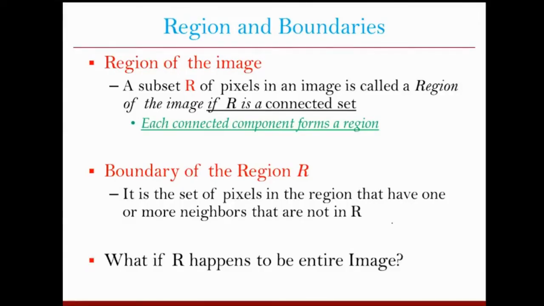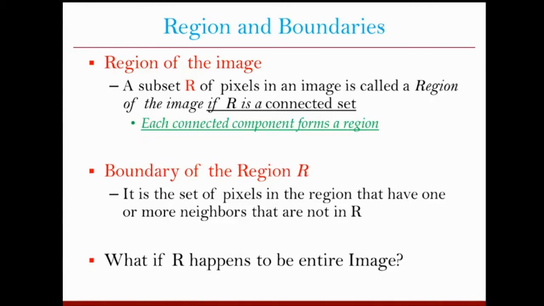Now with these definitions, we can define a few more things like the region of the image. A subset R of pixels in an image is called a region of the image if R is a connected set. When we define a connected set, it is more like a mathematical definition. But when we define a region, it is actually kind of a connected set only. But when we talk about something physical, we talk in terms of regions and boundaries and things like that.